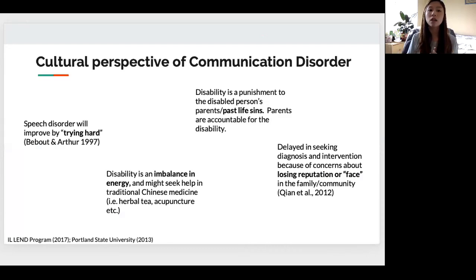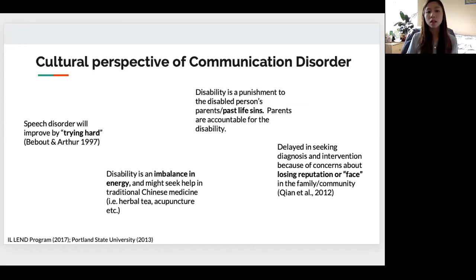Cultural perspective not only affects the language input and output of the child, but also contributes to families' perception and decision on receiving services. A study that was done in 1997 interviewed Chinese Americans who spoke Cantonese and English on their perspective of speech disorder. A majority of them believed that speech disorder would improve by increased effort from a child.